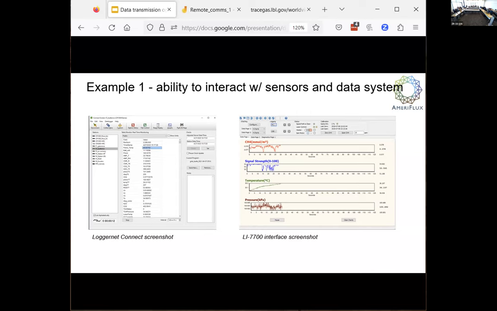I can log into those sensors and do everything I could as if I was on site. Here on the left I'm showing my connection to the data logger using LoggerNet. I can see all the values in real time. I can send a new program. I can reset the clock. I can download data. The example on the right is from one of the gas analyzers, the 7700 methane sensor. Again, I can see data. I can turn on the washer. I can turn on the spinner. I can change settings. I can look at the laser, whether it's locked, all sorts of things. It's really valuable to do troubleshooting or make changes in real time.